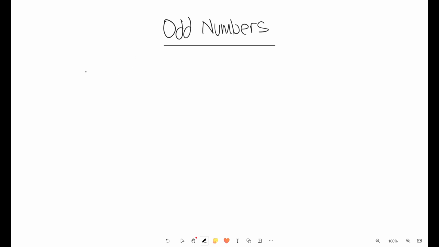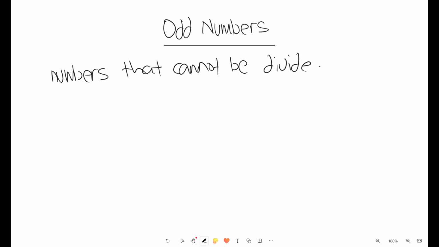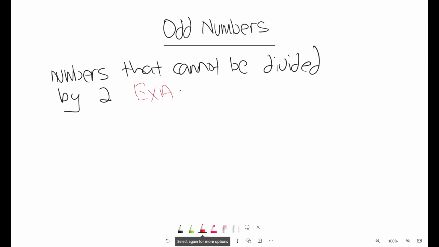Okay, odd numbers are numbers that cannot be divided by 2 exactly. Now that is the keyword, yeah? Exactly. Okay. What does this mean?